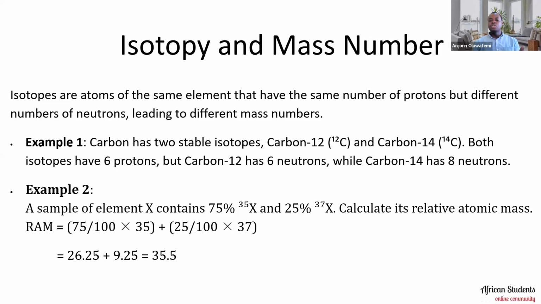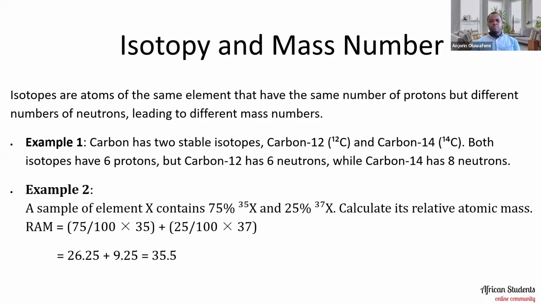We bring the percentage and we multiply it by the mass number. And then we add them together. So you bring the percentage of one, you multiply by the mass number. You bring the percentage of the other, and you multiply by its mass number. So when you do that, you get a very simple, straightforward calculation.